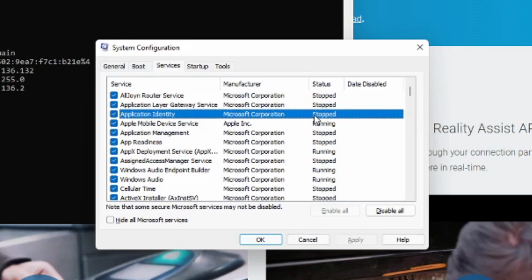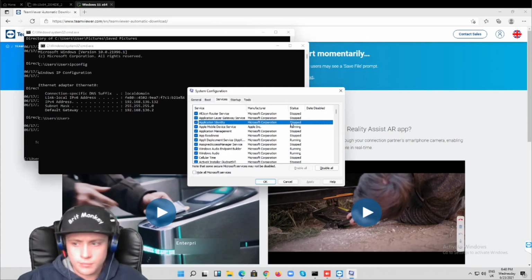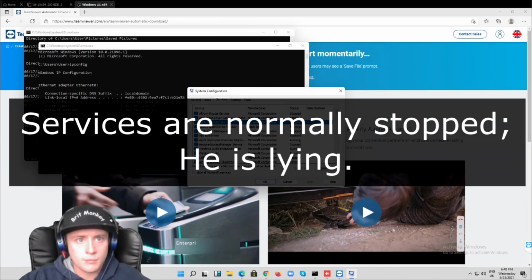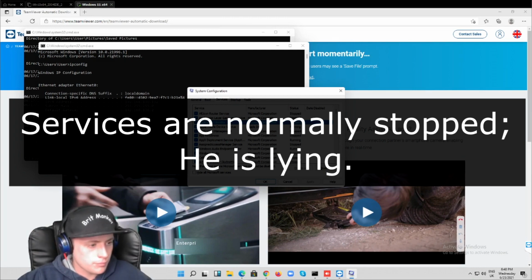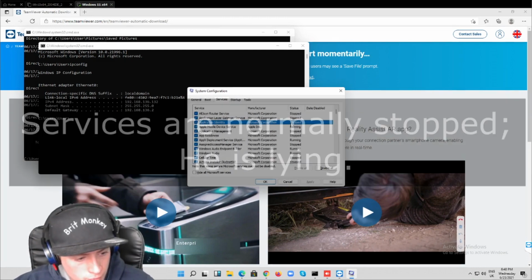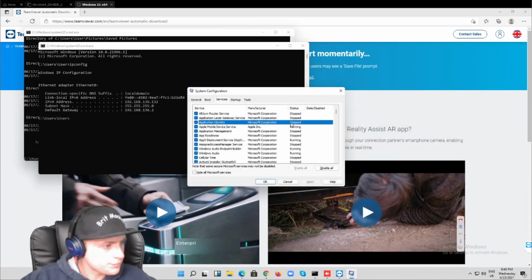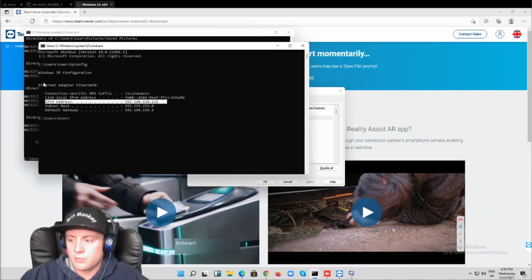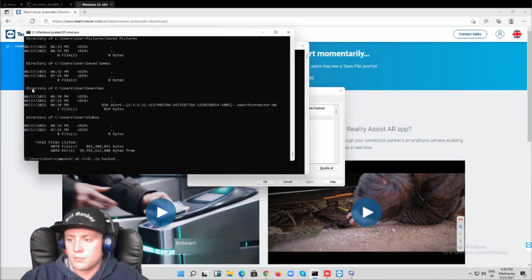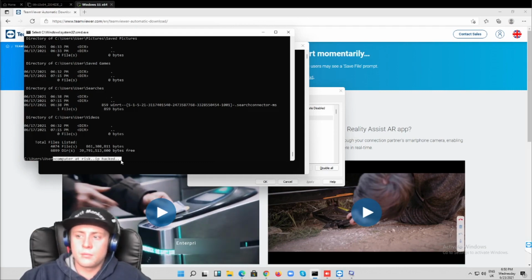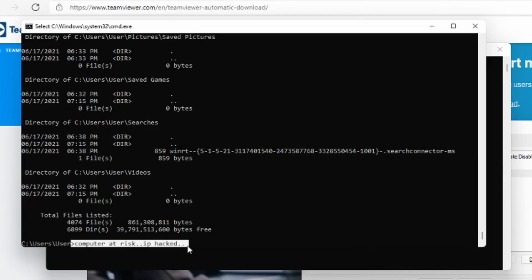It's saying stopped. When the application identity software, the default software, is stopped, that means there is no security on your system right now, no matter if you have third-party softwares like Norton, McAfee, or AVG. Apart from that, ma'am, when we ran a scan on your computer, from your IP to your computer, if you look at the bottom, it clearly says computer at risk, IP hacked.